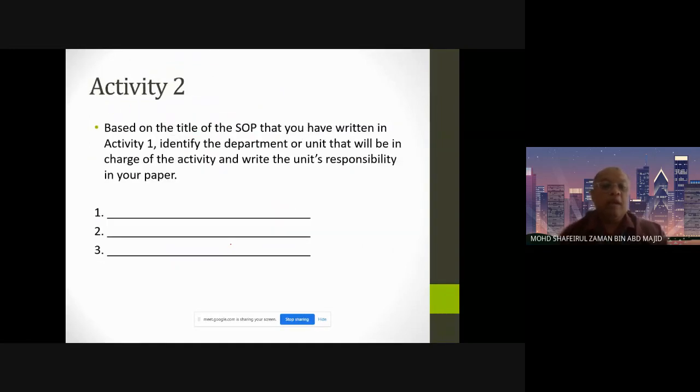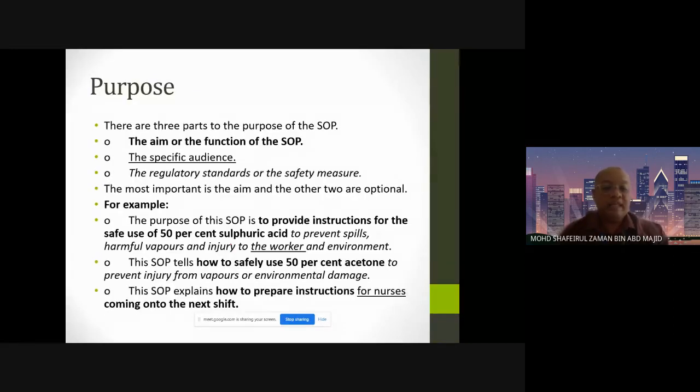Okay, so let's skip activity two. What is the purpose? Why are you preparing the SOP? So there are three parts to the purpose of the SOP. So number one is going to be the aim or the function of the SOP. Who will be the specific audience, the targeted audience?